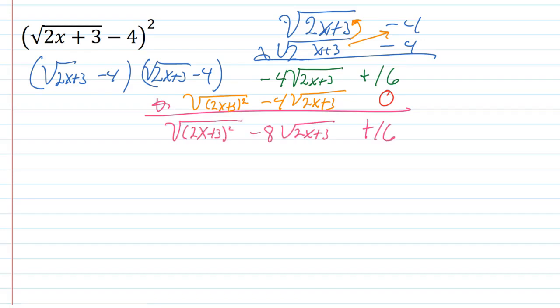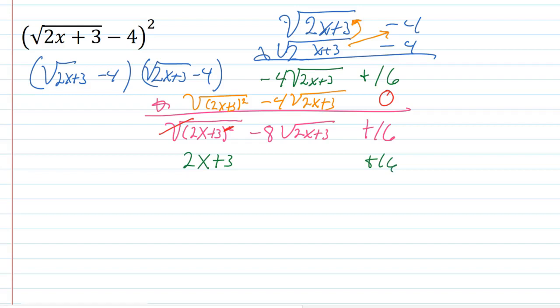And then when we go to simplify, you should note that a square root and a square cancel each other out. What that means is that our final answer is simply going to lose that radical, giving us a 2x plus 3. We also have that positive 16 over here.